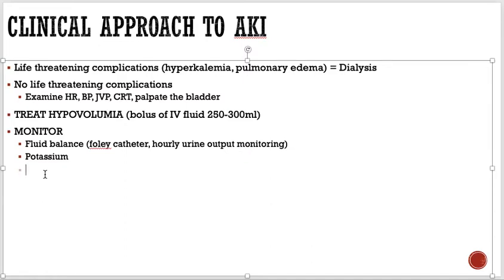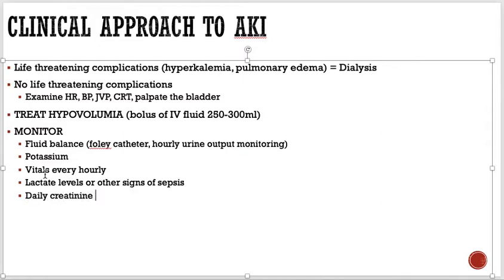And vitals every hour, or depending on the patient, every 4 hours can be fine as well. Keep on checking the lactate levels and other signs of sepsis. And we will keep on doing daily creatinine. Why? Because the creatinine will tell us how the kidneys are functioning. Daily creatinine should be done until it is decreasing. Then of course we can do it less often.